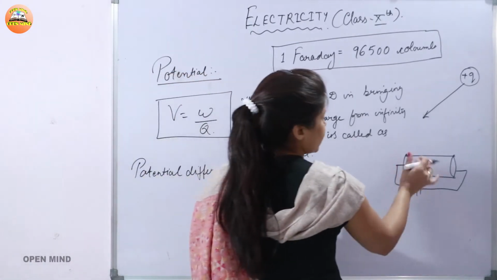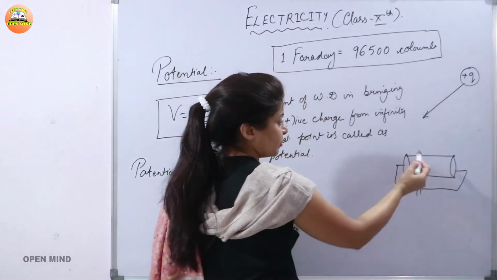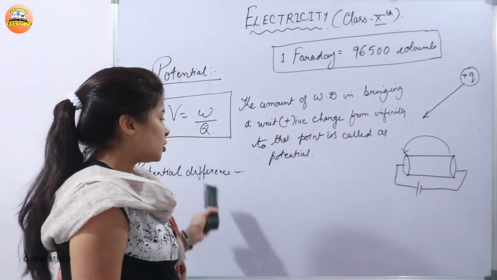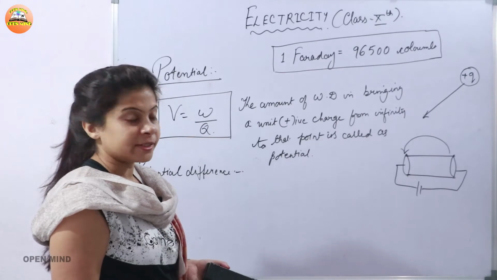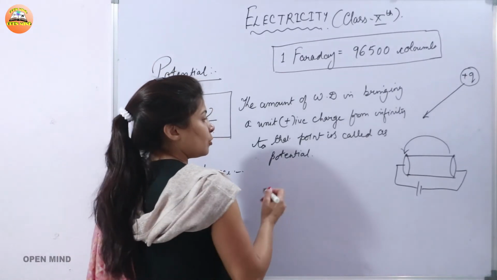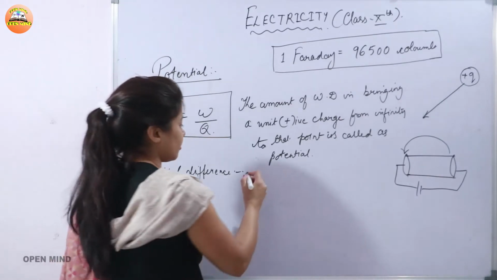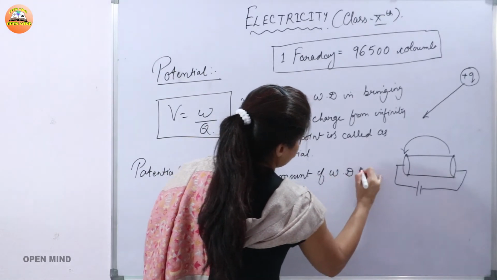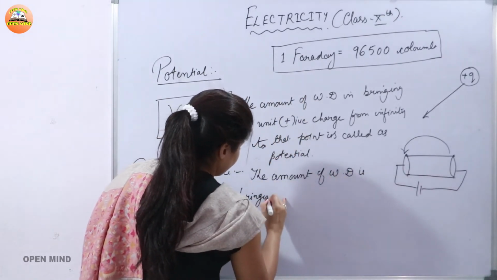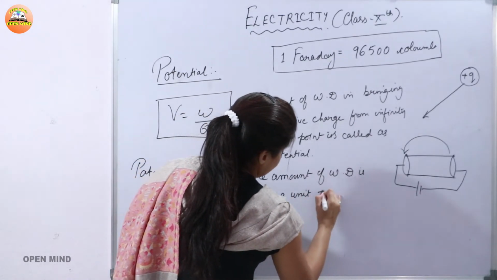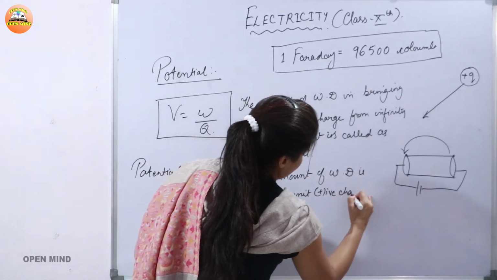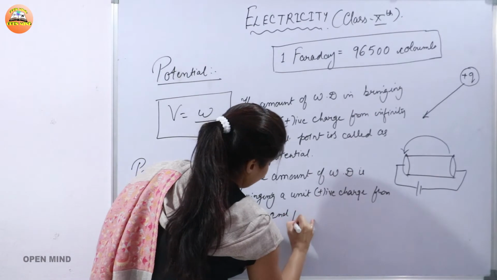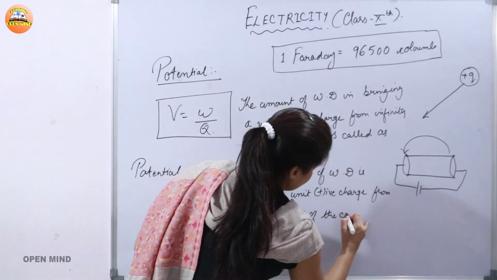Potential difference is whenever you are bringing a unit positive charge from one end point of the conductor to the other end point of the conductor. So that is called potential difference. I hope you can write it down in your own words, or else I'll help you write it down. The amount of work done in bringing a unit positive charge from one end point of the conductor to the other.